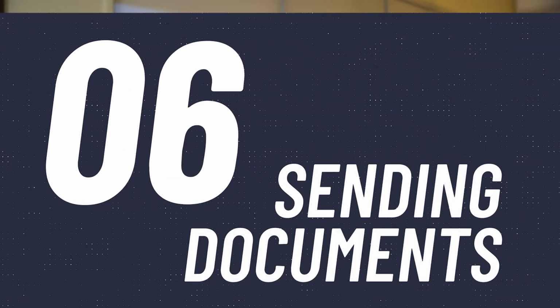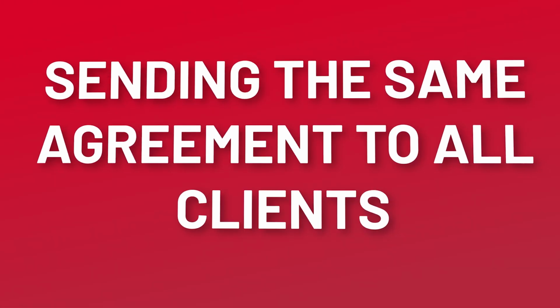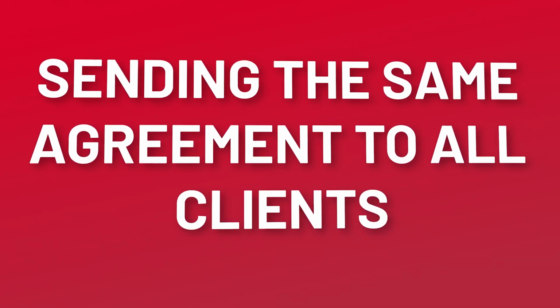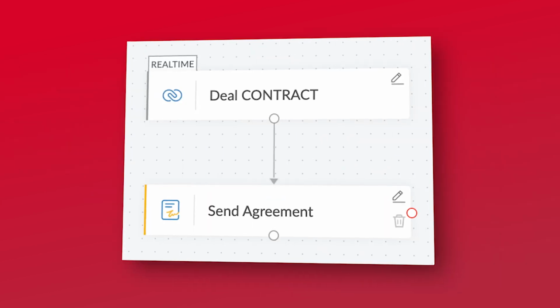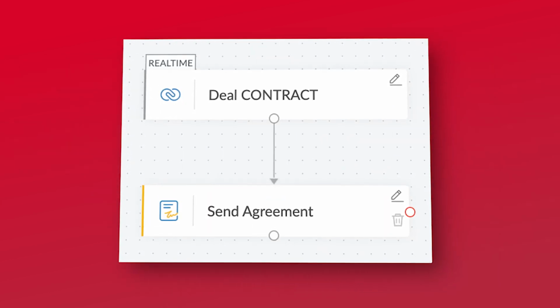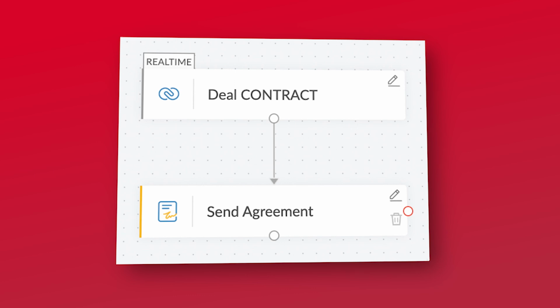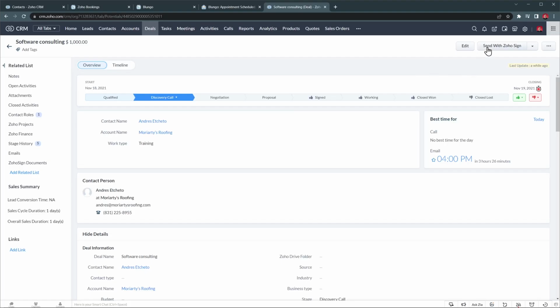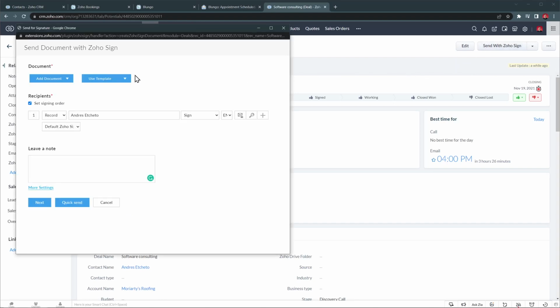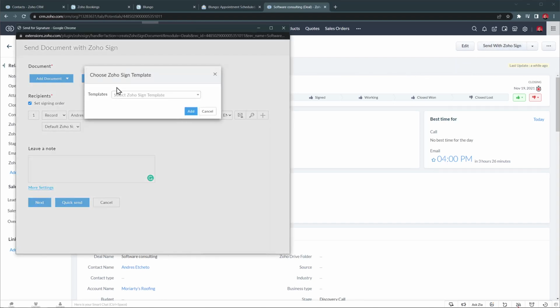Sending a contract or agreement is another big part of many sales processes, and you can automate it as well. If you send the same agreement to all your clients, the automation should be straightforward. When the deal is moved to the contract stage, then generate a contract and send it to the deal main contact. This can be done with a connector like Zapier. You also need an account in a document management app like DocuSign or Pandoc. But if you use Zoho CRM and Zoho Sign, you can automate it with a function or with Zoho Flow.